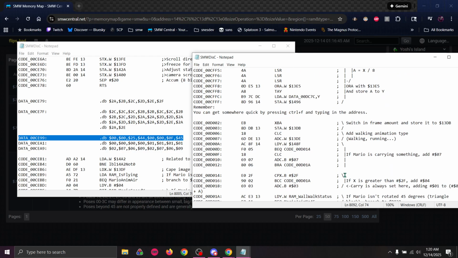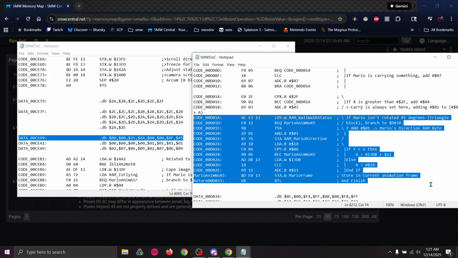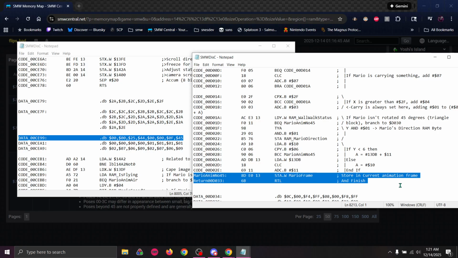00D01A, right here, and you can see this is actually the end of this routine. The first thing it does is check if Mario is actually rotated 45 degrees if he's standing on a triangle, in which case it'll do all of this weird extra stuff, which we're not concerned with because I don't want to think about triangles right now, honestly. But if you're not in the triangle, then it just skips to the end of this little routine. All it does is store what we had in A down here to Mario's current frame, and then returns, and the routine is done.